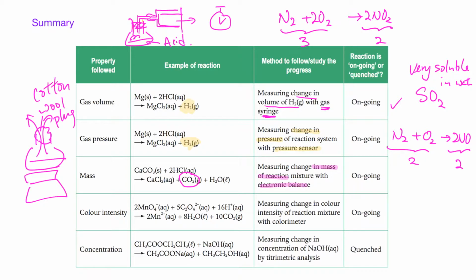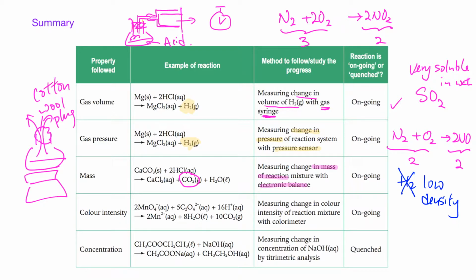But remember, this setup is not for measuring hydrogen produced, because hydrogen has a very low density. Even if the hydrogen leaves, the electronic balance may not be sensitive enough to detect the drop in the mass of the reaction mixture.